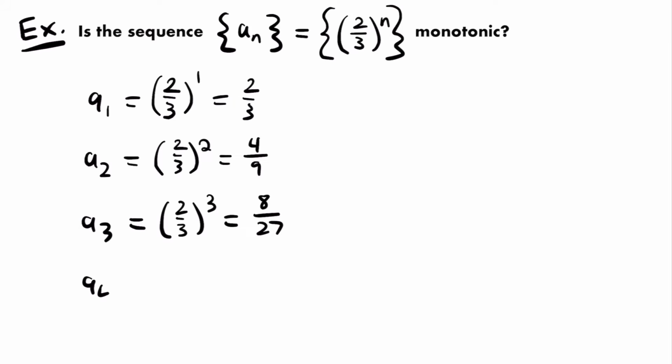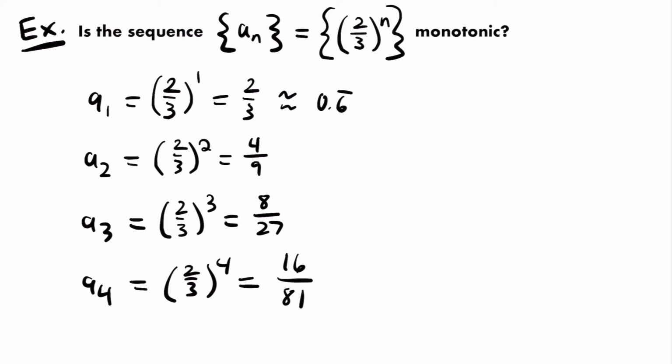And then let's look at a sub 4 as well. That will be equal to 2/3 to the fourth power. And if we take the numerator and the denominator to the fourth power, we will have 16 divided by 81. Now 2/3 is approximately equal to 0.6 repeating. 4/9 is approximately equal to 0.4 repeating. 8/27 is approximately equal to 0.296 and some more decimals. And 16 divided by 81 is approximately equal to 0.197 and some more decimals.